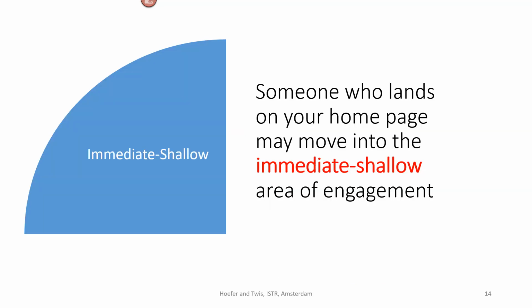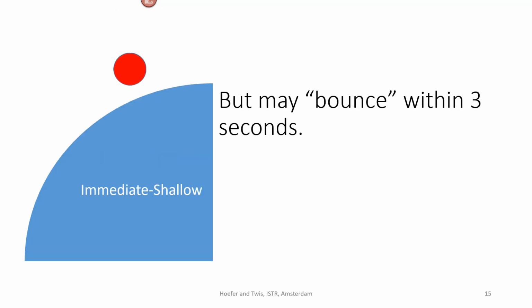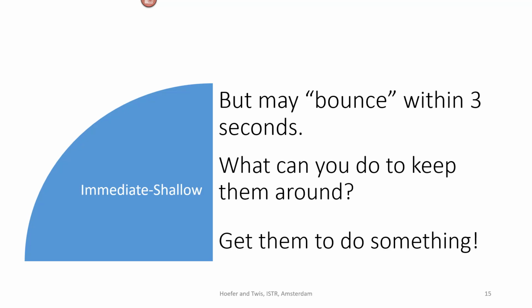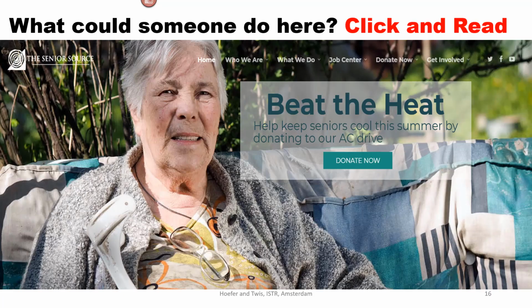The first quadrant is the immediate shallow. Someone who lands on a nonprofit's homepage may move into the immediate shallow area of engagement. But they may also bounce off within 3 seconds. If that happens, they're lost. So what can you do to keep them around? Get them to do something.